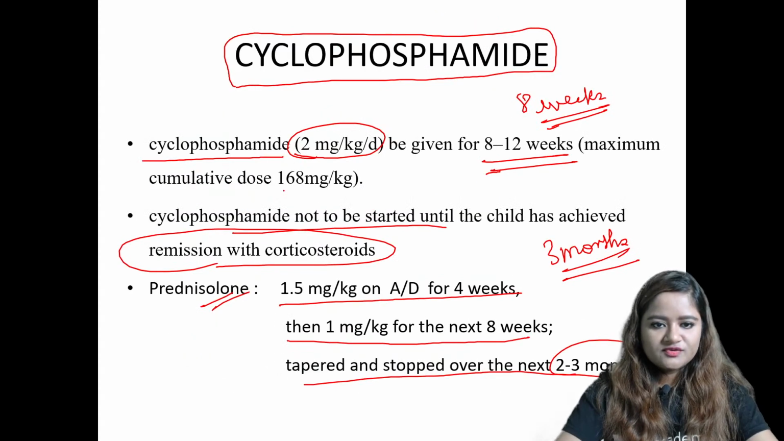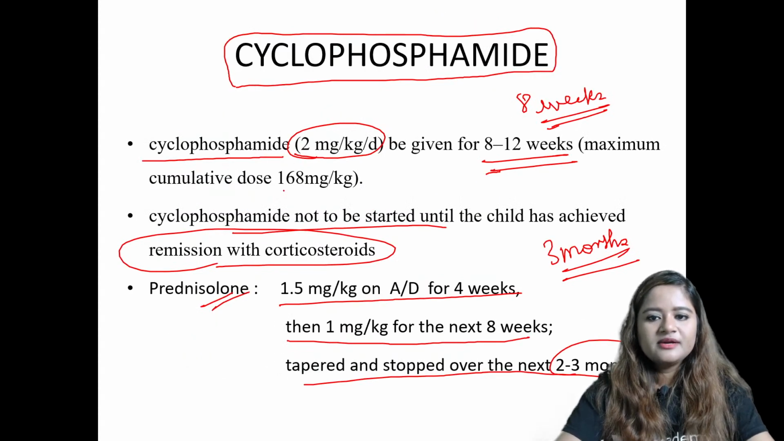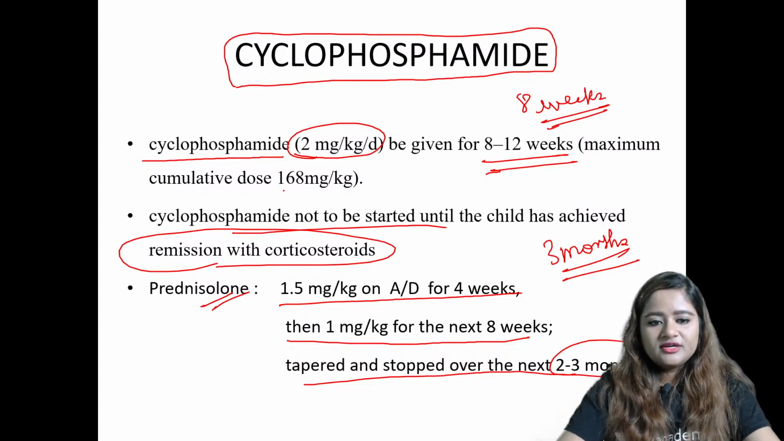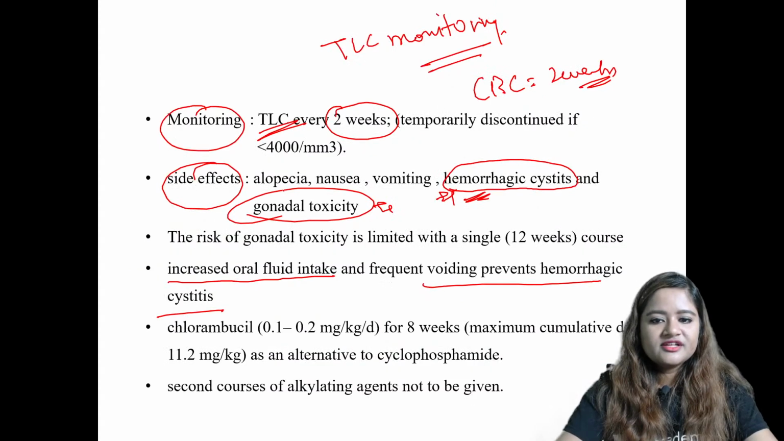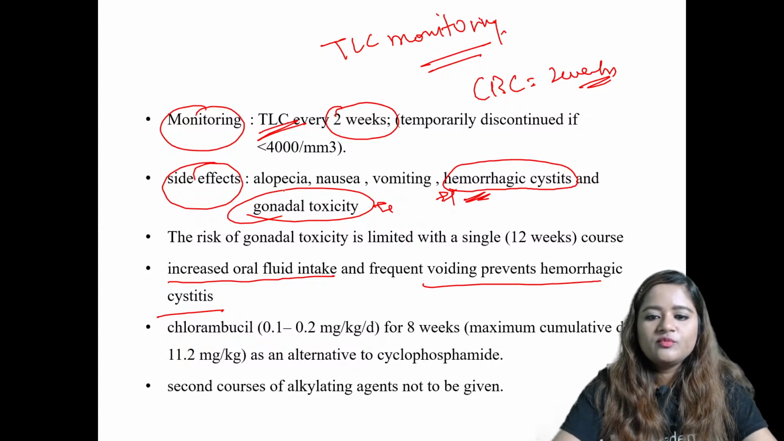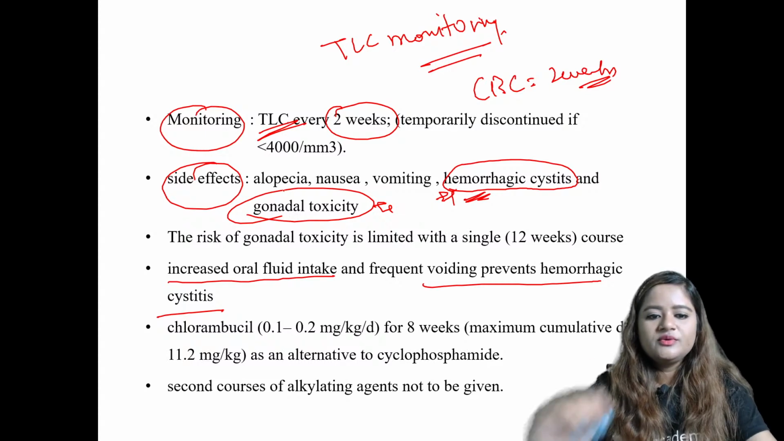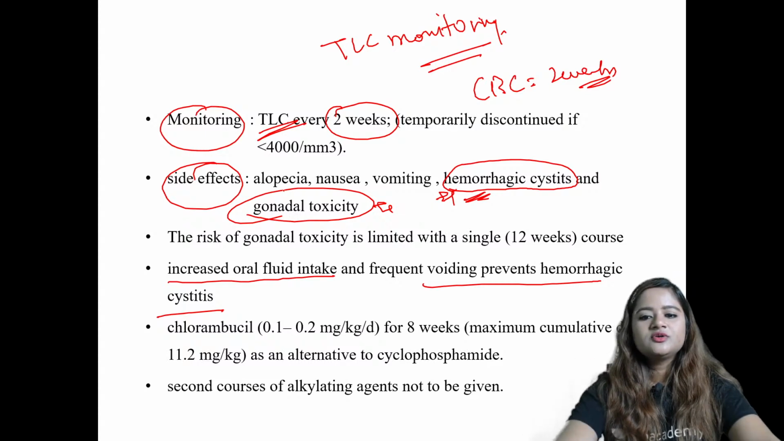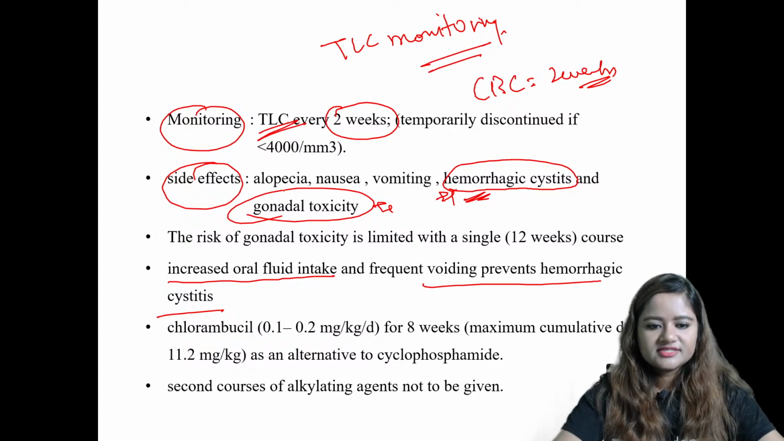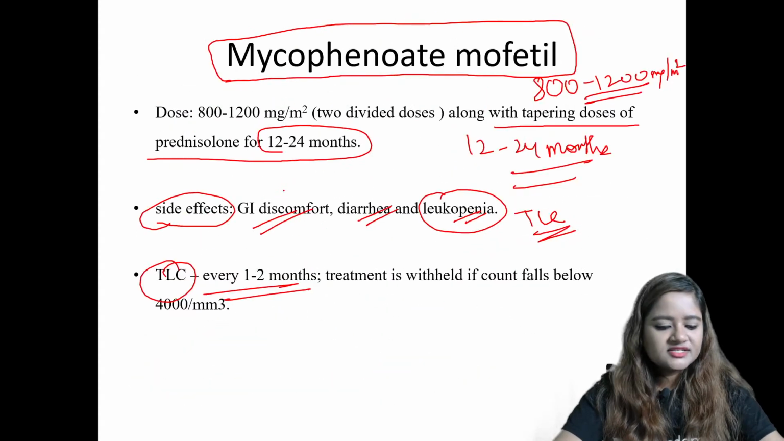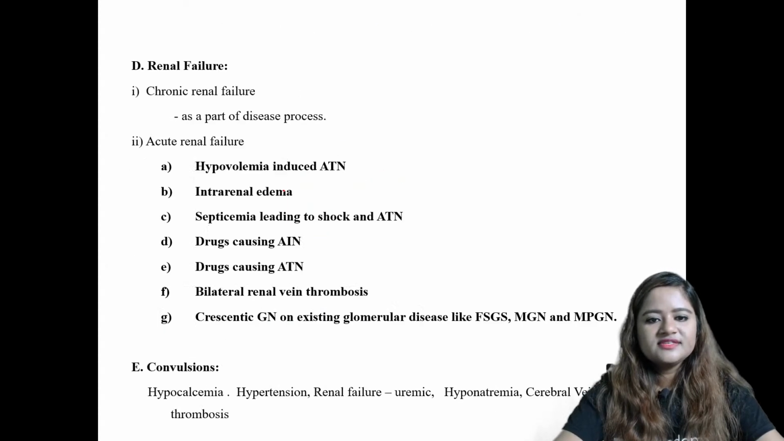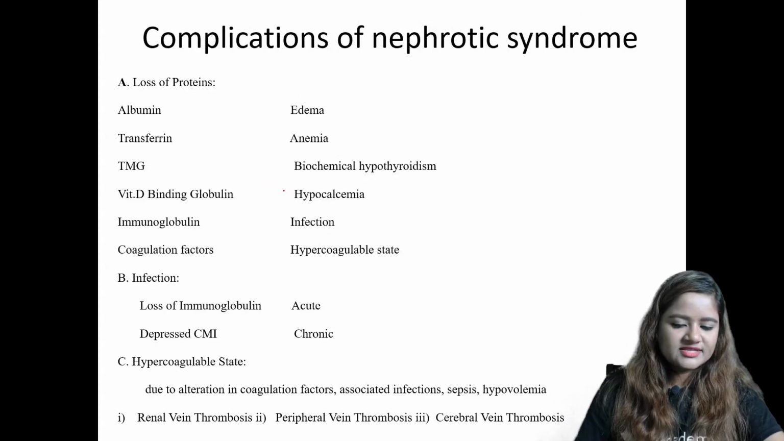Then we have cyclophosphamide 2 mg per kg per day, but we prefer to use it only for 8 to 12 weeks. It is highly toxic. It can lead to side effects of hemorrhagic cystitis and gonadal toxicity. Plus leukopenia is very, very important. So again you have to monitor the TLC counts, and before starting this therapy you have to give adequate fluid intake or hydrate the patient because it can lead to hemorrhagic cystitis. Okay, so these are the basic drugs for which you should know the name, the dose, the side effect and the duration for your exam.